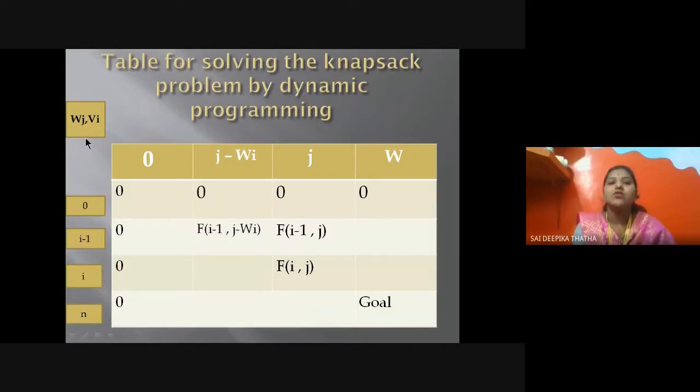This is w, j, v, i. This is the weight and these are the values given in the question. And this row and this column will be filled with 0 because that is the initial condition. F of 0 comma j equal to 0, F of i comma 0 is also equal to 0. Based on the initial conditions, we fill this row and this column with zeros, and this is our final goal, which is F of n comma W.